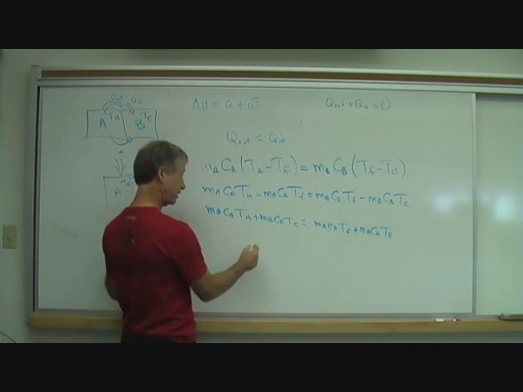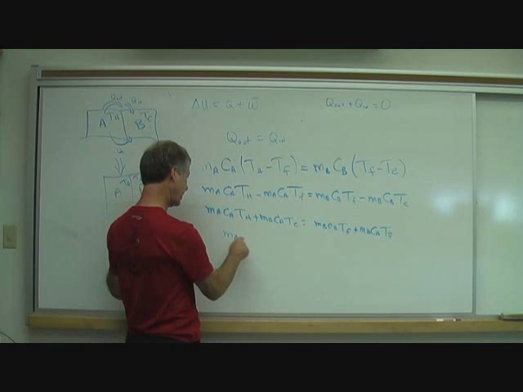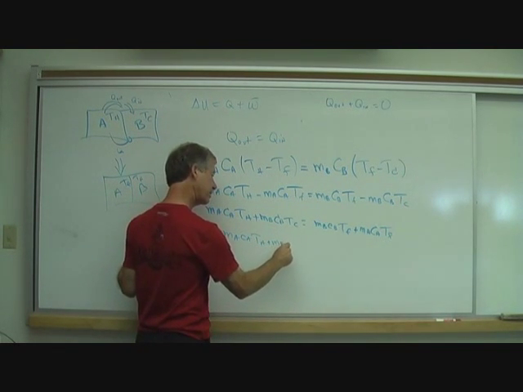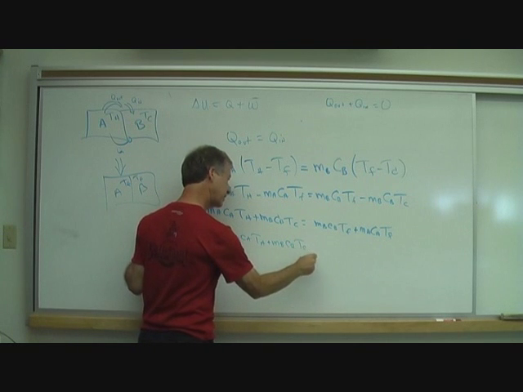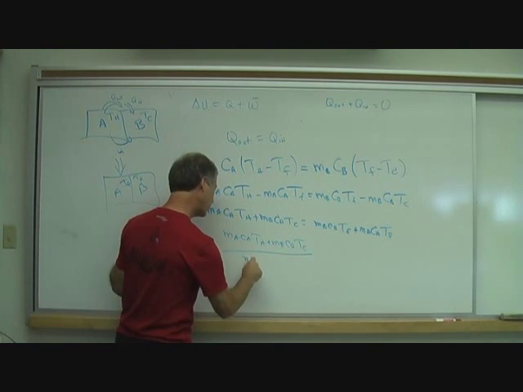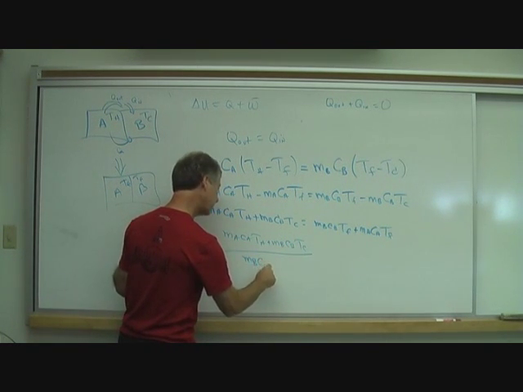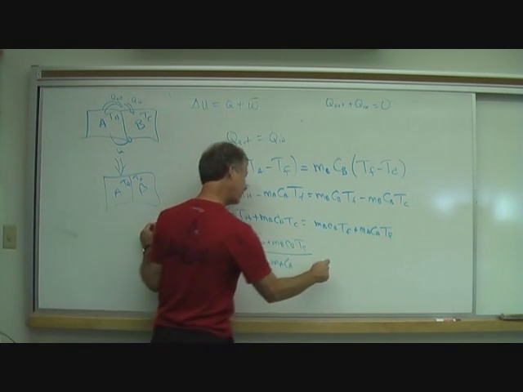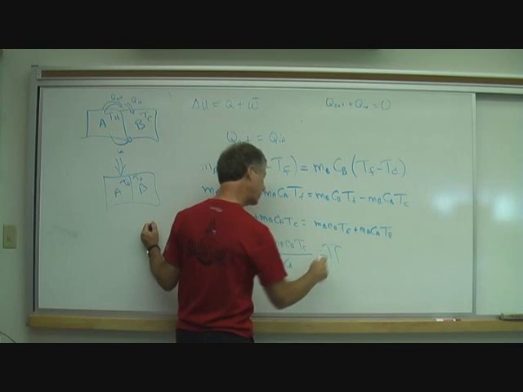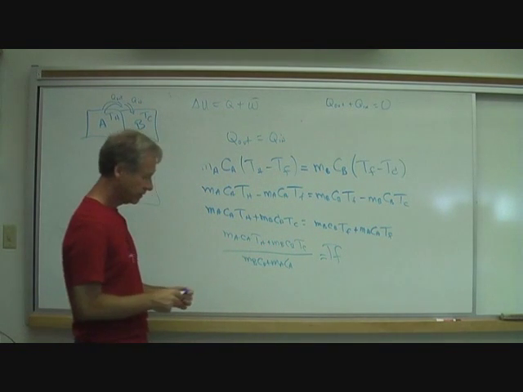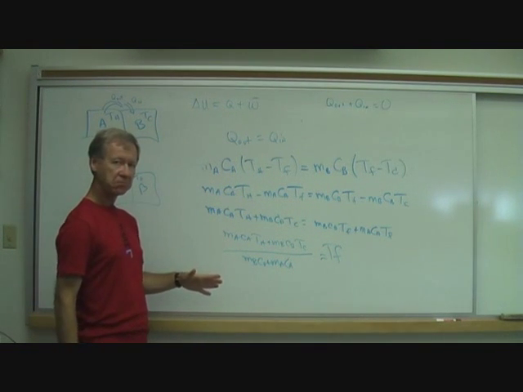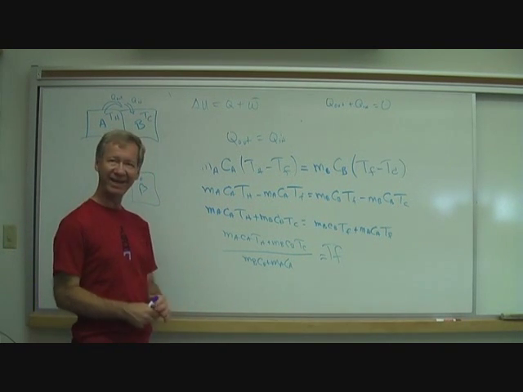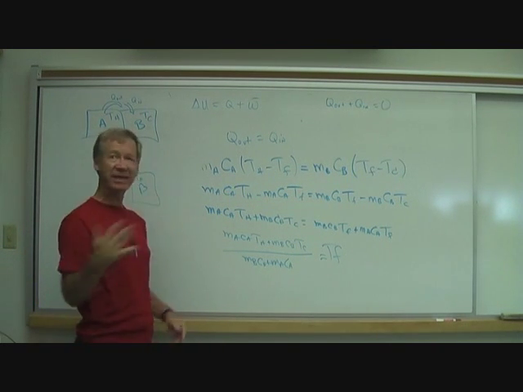What I will get then is that M_A C_A T_H plus M_B C_B T_C, divided by mass of B, C_B, plus mass of A times its specific heat, will equal T_final. That's it. What does it say? Right? Does this make sense?